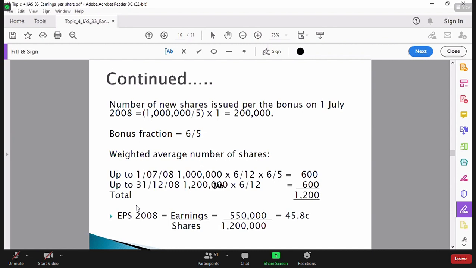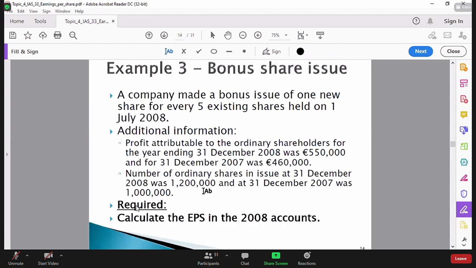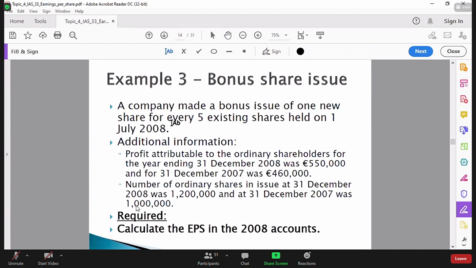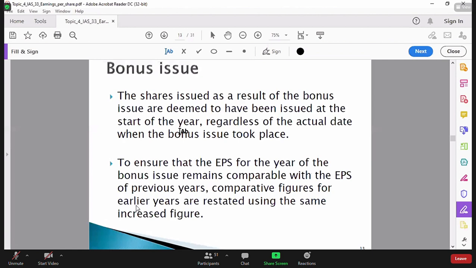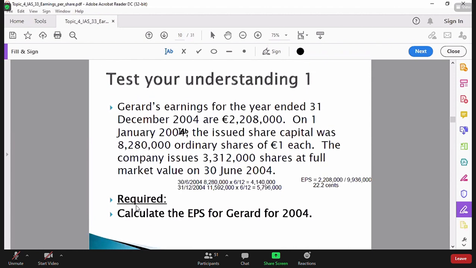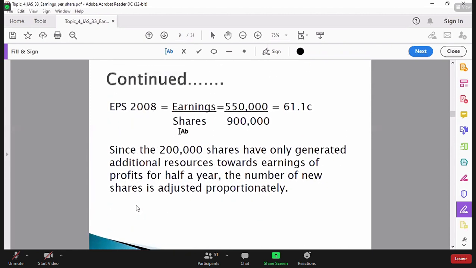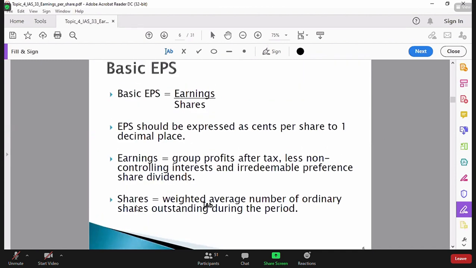Then you have to do some kind of weighted average as well. Why? Because the question mentioned that the bonus issue takes place on 1st July 2008. As we calculated just now, when you have activities or events during the accounting period, you have to do a weighted average, like the question mentioned, because it happened in the middle of the year, or in month 3 or whatever.